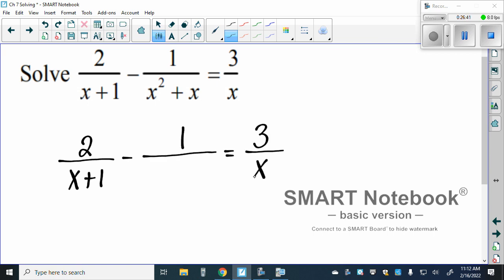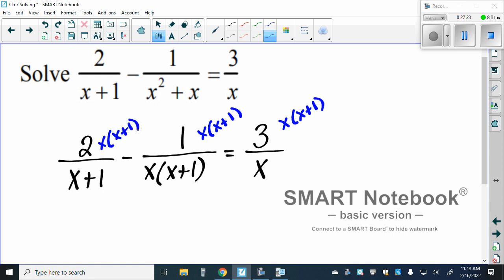Now we can see that x and x plus 1 are in simplified form. X plus 1's degree is 1. X's degree is 1, and there's no greatest common factor between those for x plus 1 or x. However, the middle term, the x squared plus x, does have a greatest common factor of x. And if I factor that out, I get x times x plus 1. Well, so multiplying, as we said, by x times x plus 1, x times x plus 1.